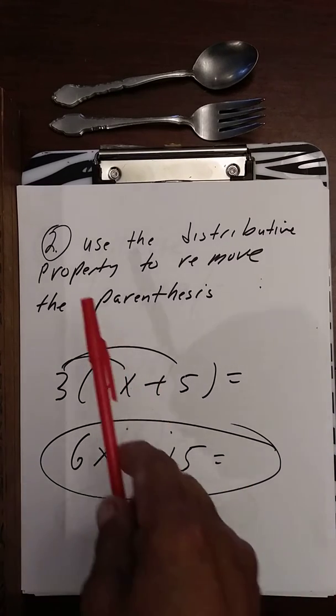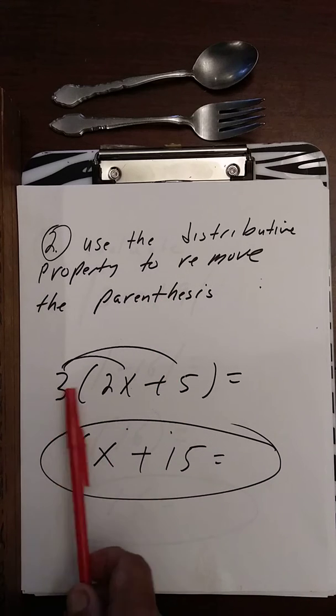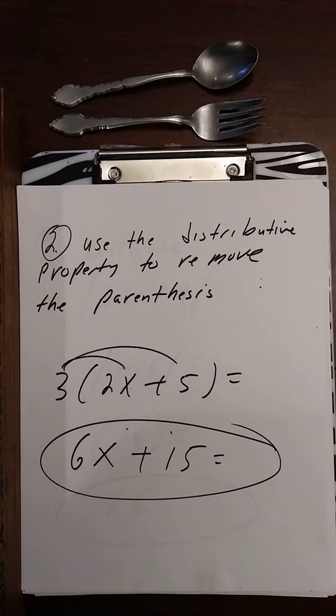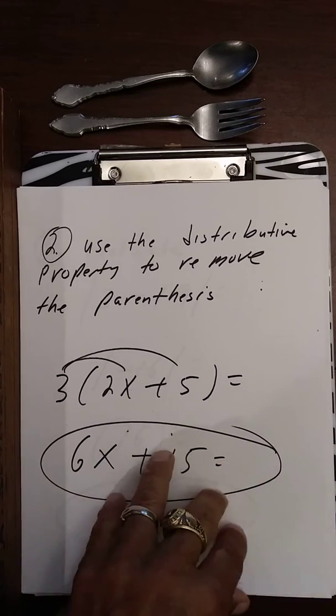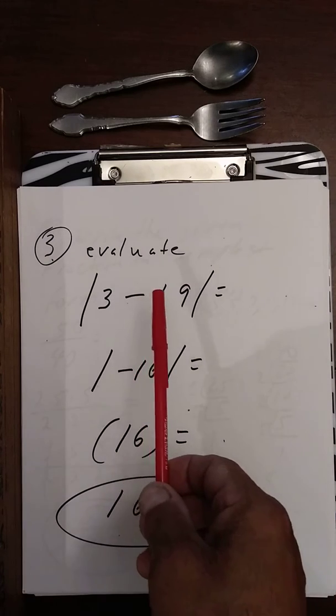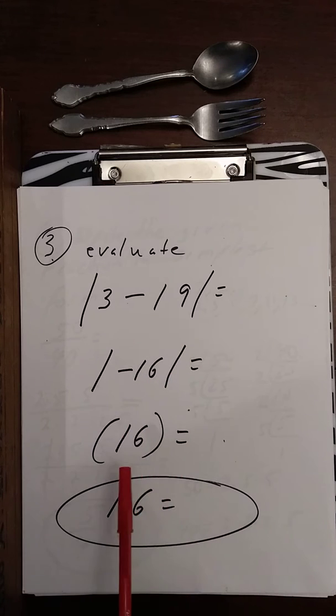Use the distributive property to remove the parentheses. So you go 3 times 2 is 6x, 3 times 5 is 15, and then we're done. Evaluate this. 3 minus 19 is negative 16. The absolute value of negative 16 is 16, and we're done.